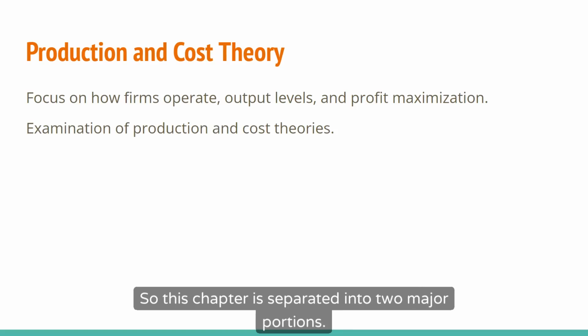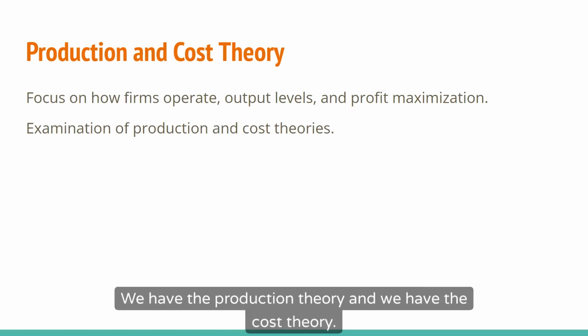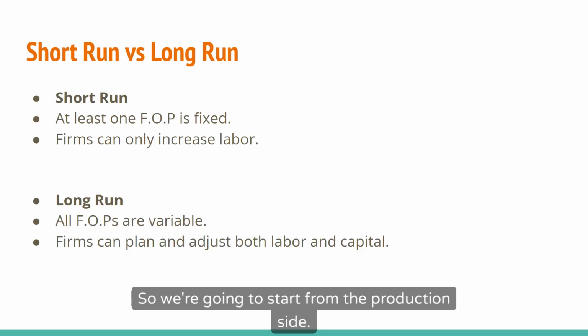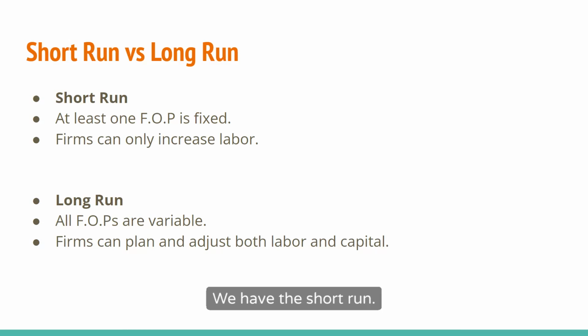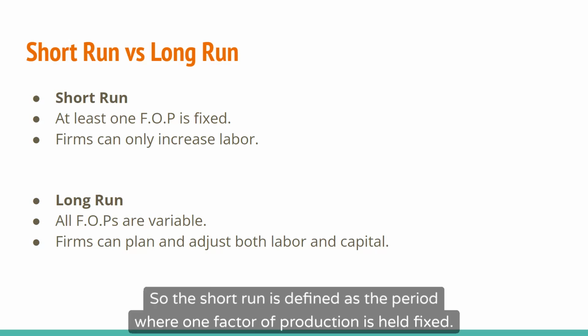So this chapter is separated into two major portions. We have the production theory and we have the cost theory. Right, so we're going to start from the production side. So first of all, we say that there is a difference in terms of the production period. We have the short run. So the short run is defined as the period where one factor of production is held fixed.